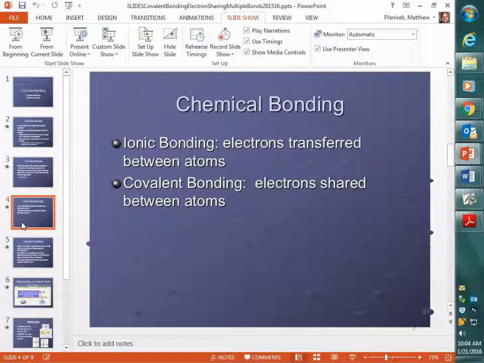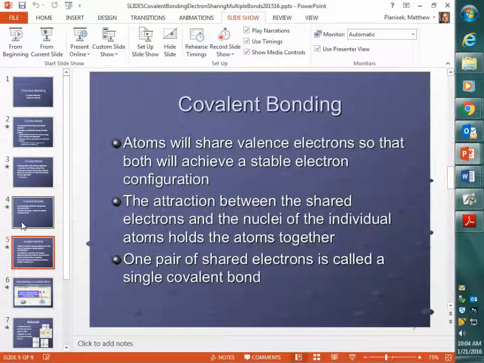I will tell you, beyond the scope of this class, there are instances where one atom can actually provide both electrons that are shared between 2 atoms, instead of one bringing one and one bringing the other. That does happen sometimes, but that's higher level stuff. We're not going to worry about that here. Okay. So a covalent bond is a pair of shared electrons.